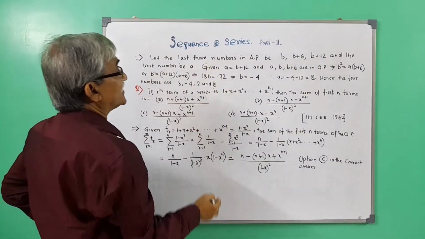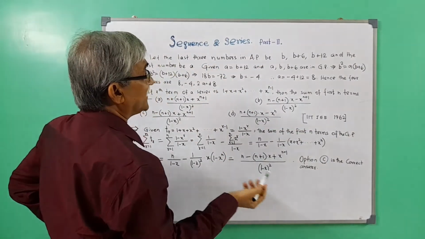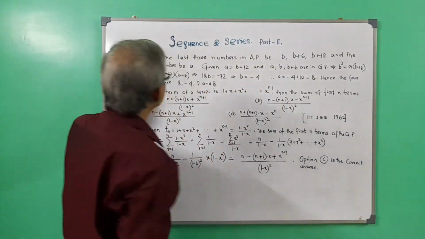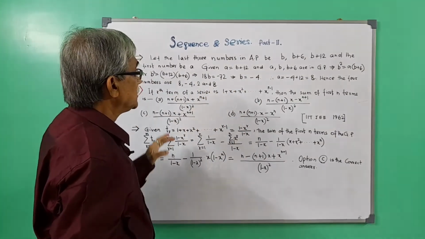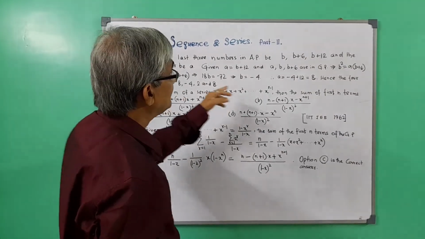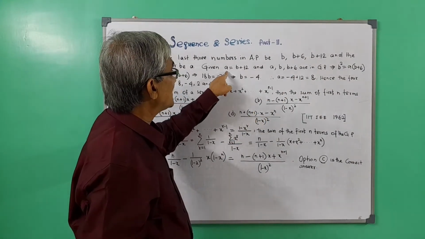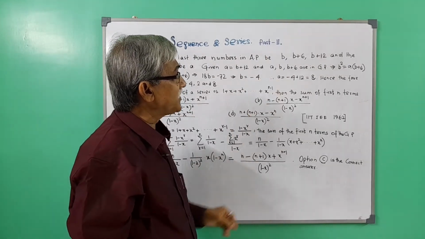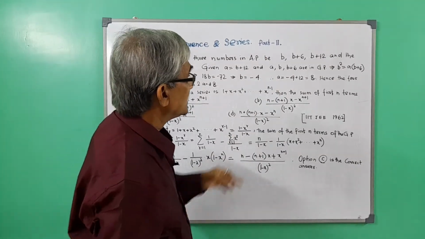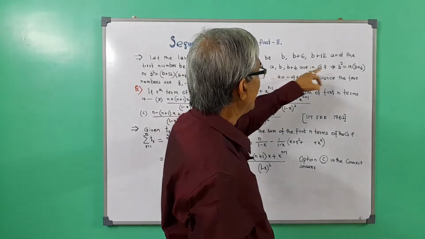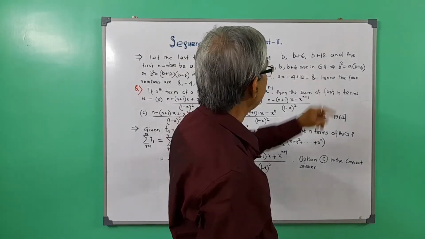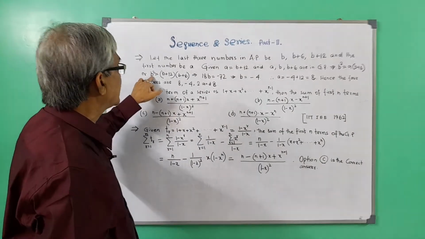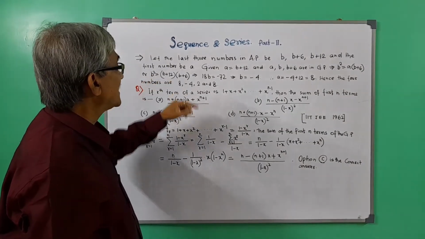Let the last 3 numbers in AP be B, B plus 6 and B plus 12, because the common difference is 6, it is given, and the first number be A. It is also given that the first number is equal to the fourth number. Therefore A is equal to B plus 12, and A, B and B plus 6 are in GP, it is also given. Therefore the square of the middle term, B square, will be A into B plus 6, and you just replace it. B square is equal to B plus 12 into B plus 6.